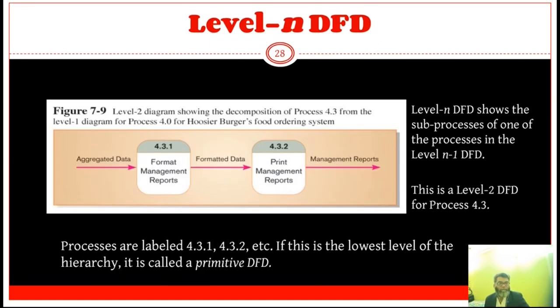Level n diagram or level n DFD shows the sub-processes of one of the processes in the level n minus 1 DFD. This is a level 2 DFD for process 4.3. So if it is 4.3, in the next level it will come as 4.3.1, 4.3.2, etc.